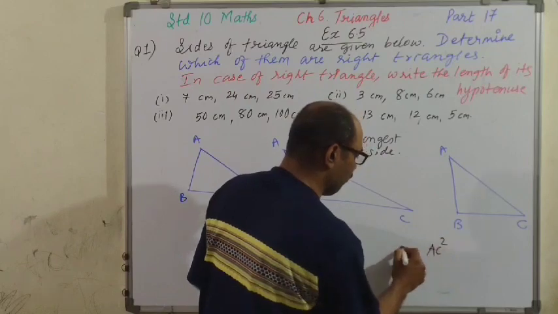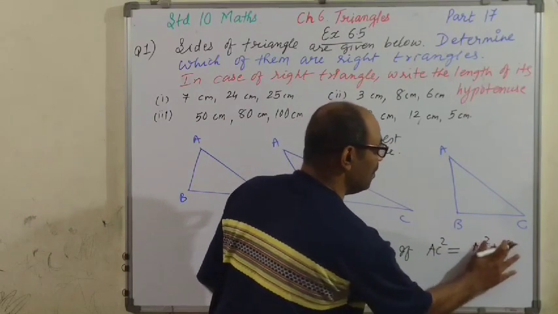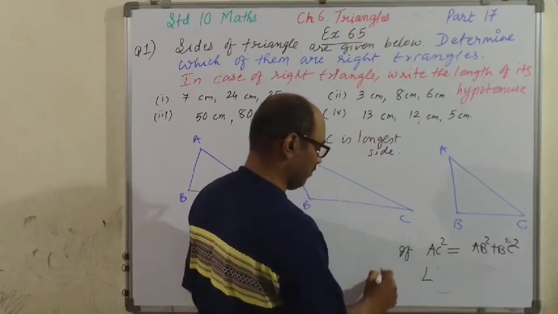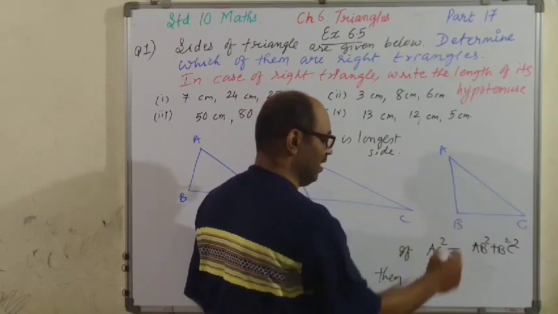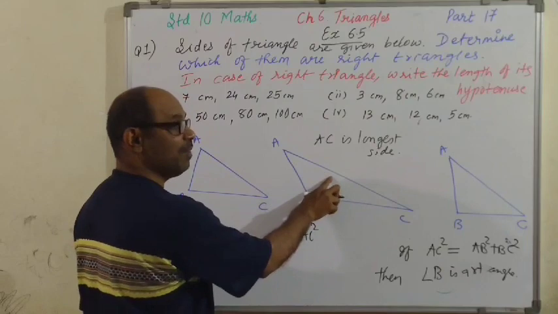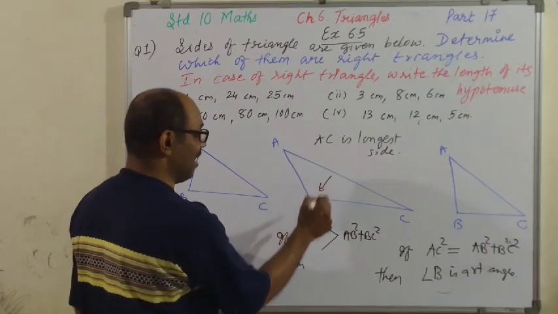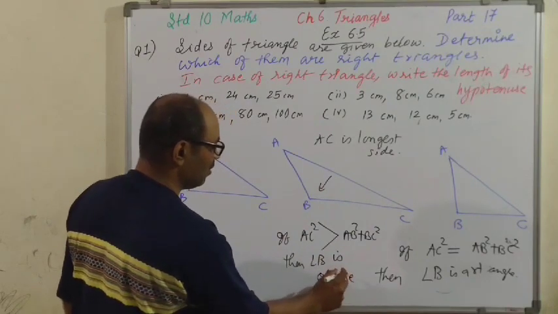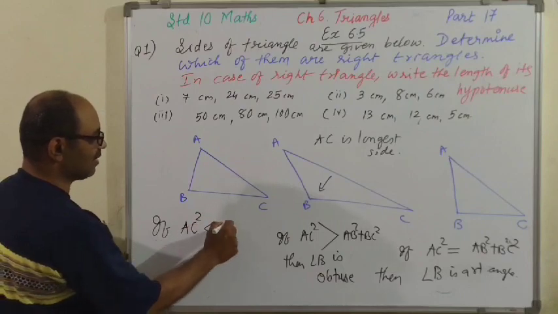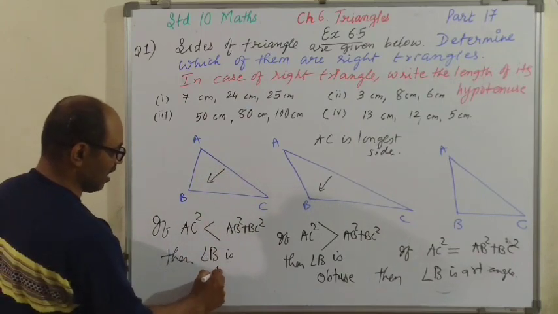In this case, if the longest side, AC square, is equal to AB square plus BC square, then the angle opposite to AC, angle B, is a right angle. यहां कुछ ऐसा है, AC स्क्वायर, आप AC स्क्वायर लोगे तो ग्रेटर देन AB स्क्वायर प्लस BC स्क्वायर, देन AC के सामने वाला एंगल B is obtuse. Alright? And in this case, AC is the longest side, but AC square is less than AB square plus BC square. Then the angle opposite to AC, angle B, is acute.